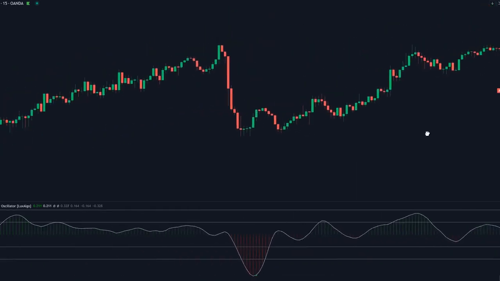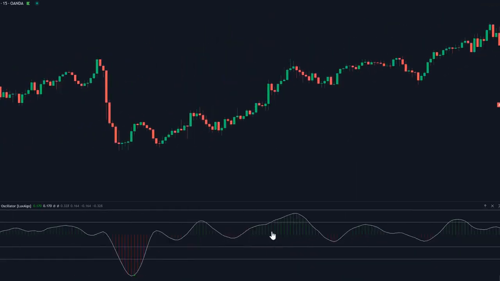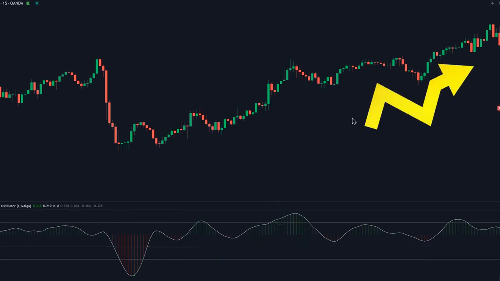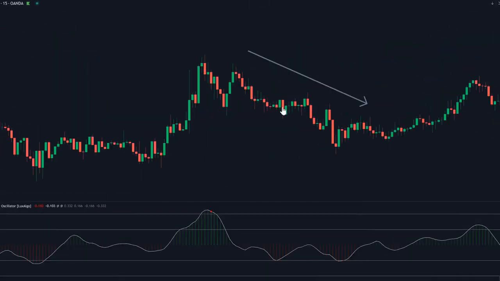To identify a bullish trend, we're gonna look for an area where this indicator displays a green histogram under the Whole Butterfly Oscillator. So like here, this indicates a bullish trend. Conversely, this area indicates a bearish trend because this histogram was colored red. Simple.